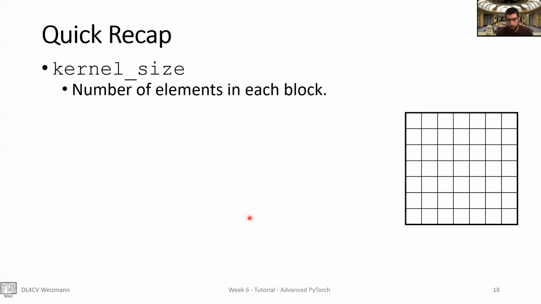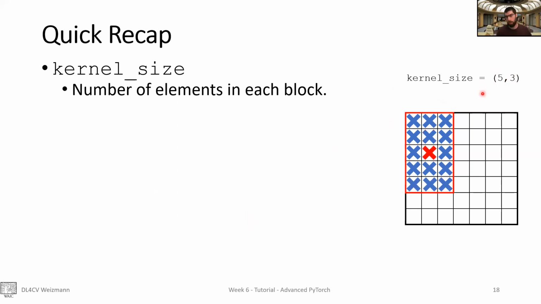So let's begin with a quick recap of terminology. When talking about convolutions, the first parameter is kernel size, which is the number of elements we have in each dimension. Here we have 3 elements in the height dimension and 3 elements in the width dimension. But we can also specify a different number of elements in each dimension.